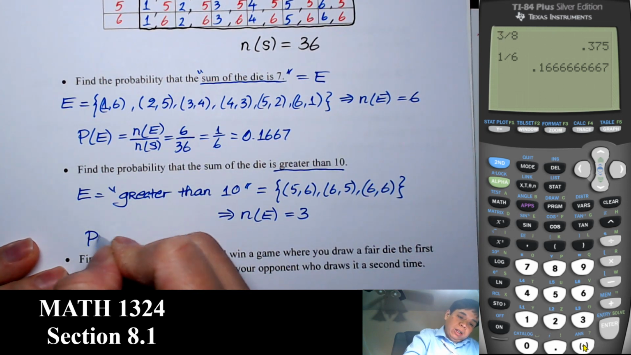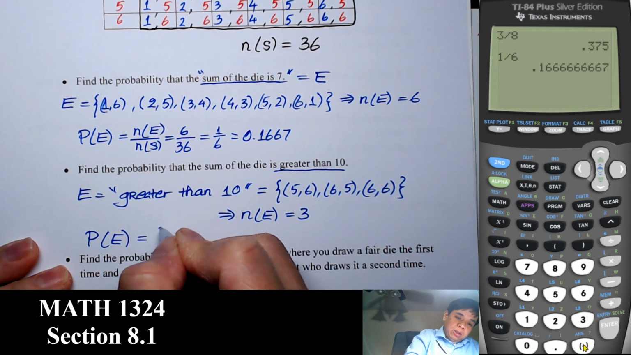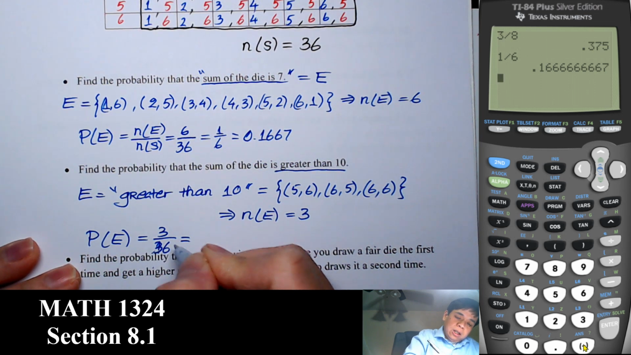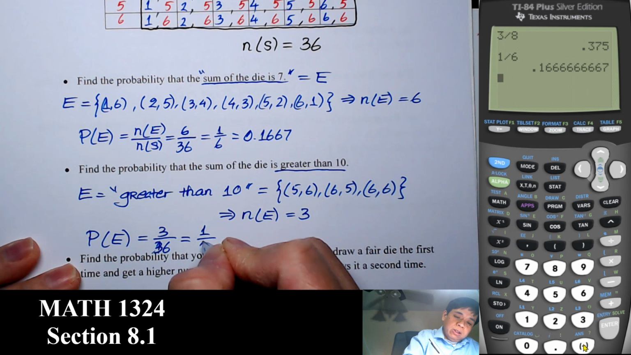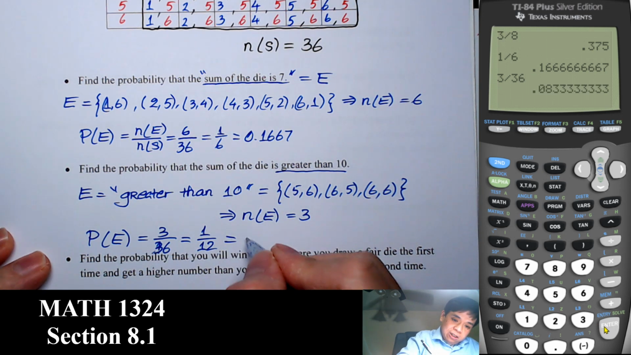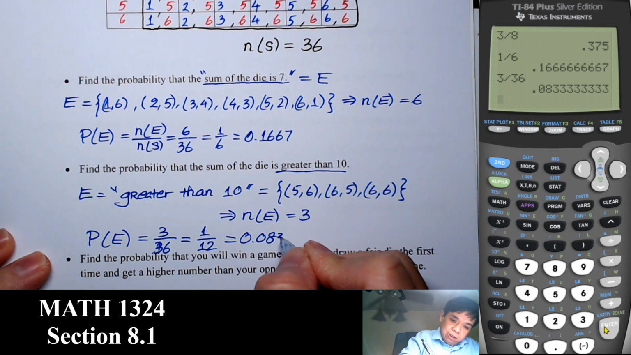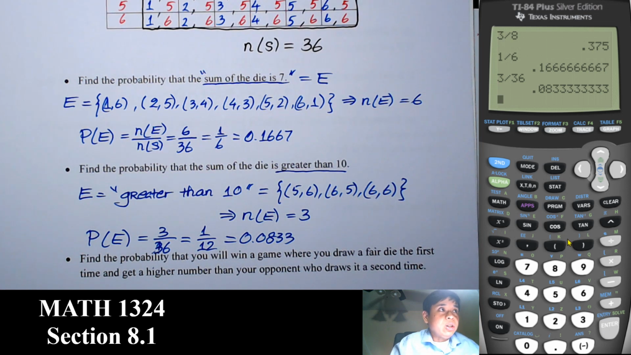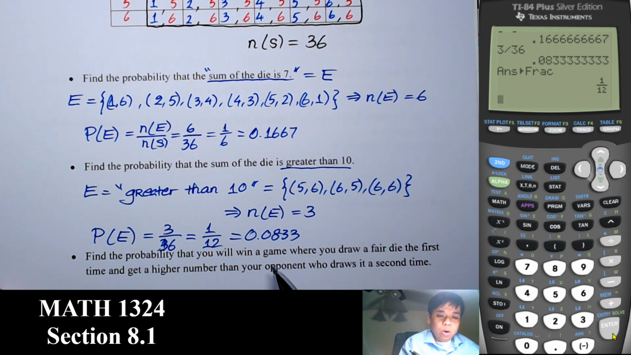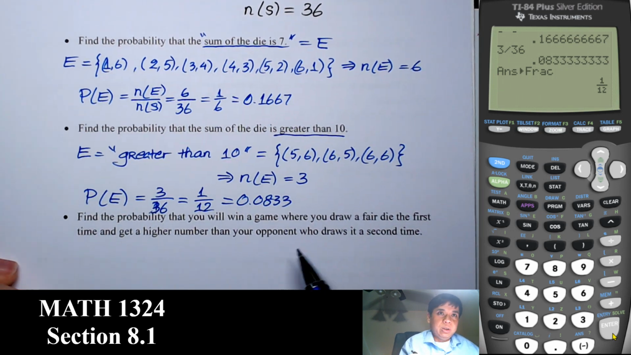So the probability of getting the event is going to be 3 out of 36. Reduced by 3, we have 1 over 12. Or if we want a fraction, we hit math and convert that to a fraction. 1 over 12, right? Or 8.33% if you want.